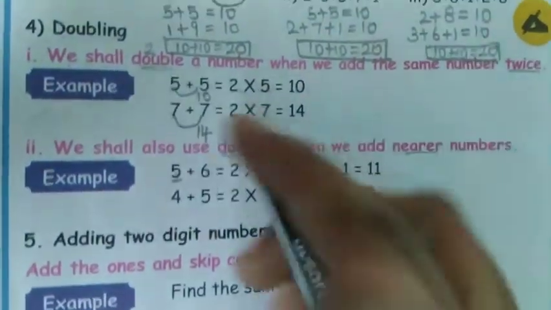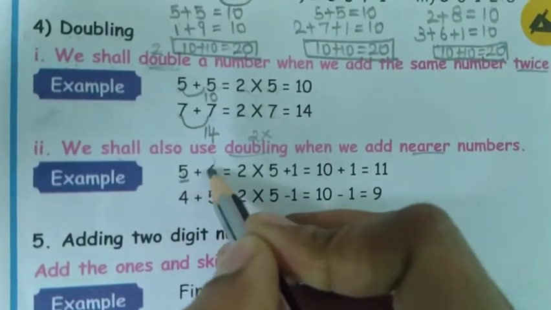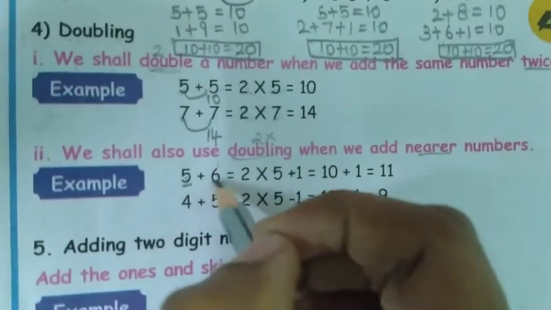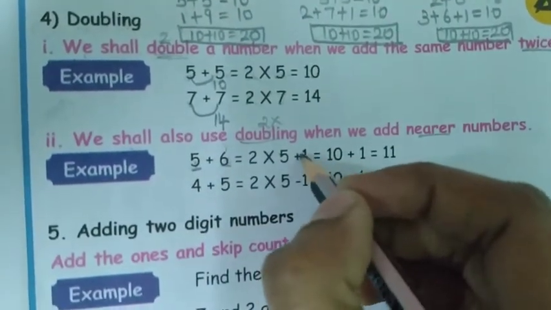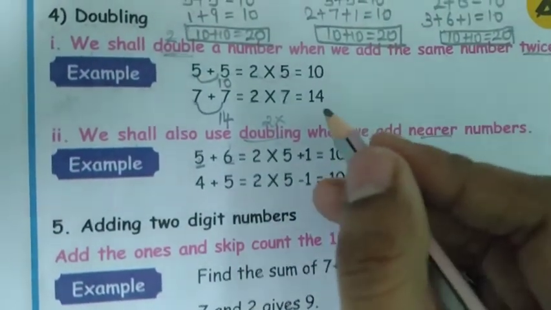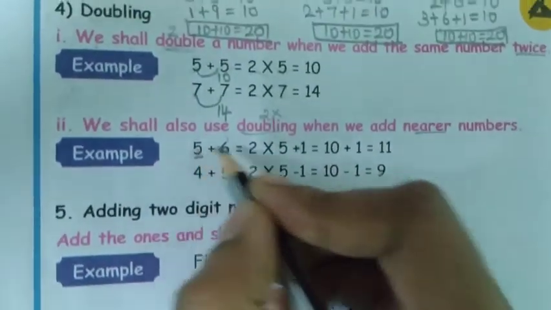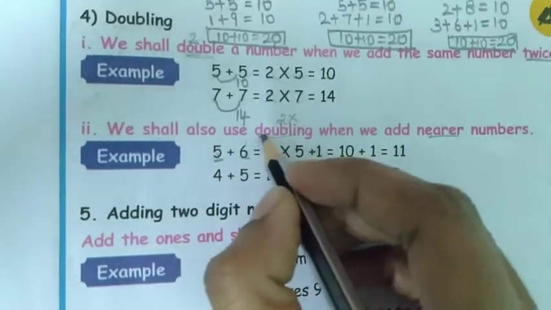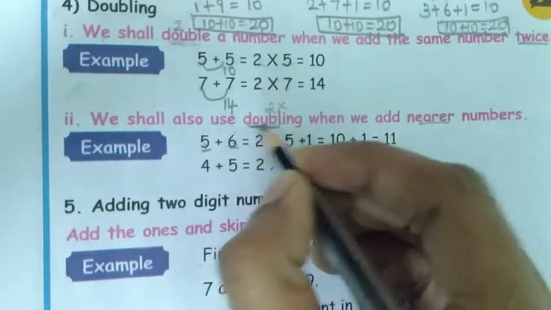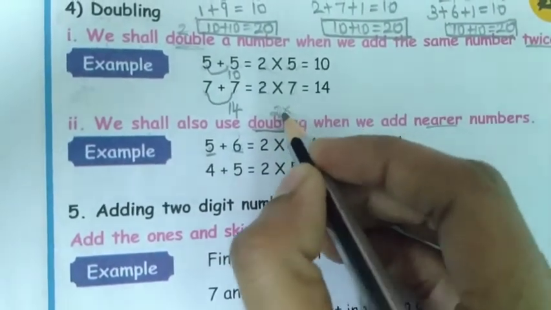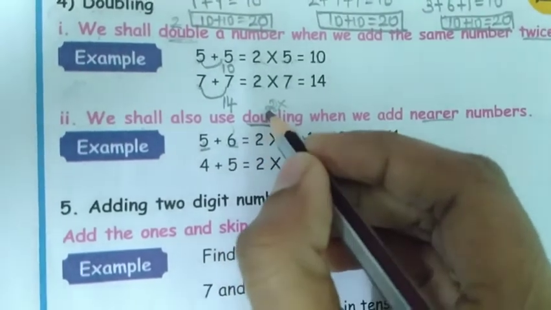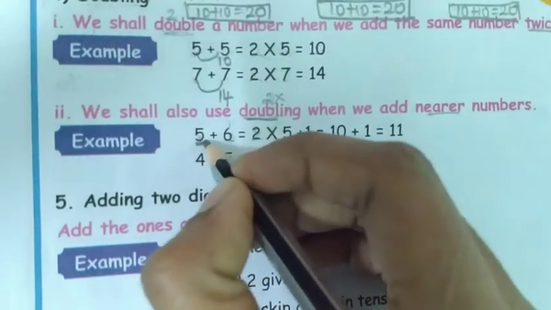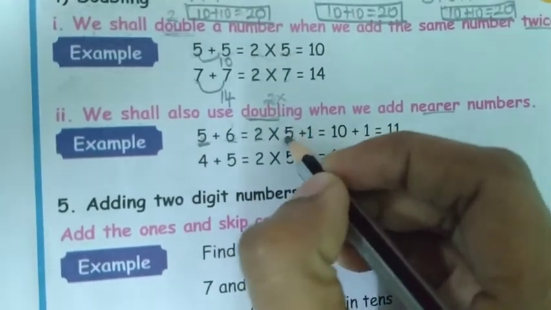And 6 is the after number of 5, isn't it? So put plus 1. I am once again saying 5 and 6 are the nearest numbers. So in this situation also we use the doubling process. Doubling means nothing, just multiply by 2. So I am putting 2 multiplication. Now I am taking the number 5 and putting 5.